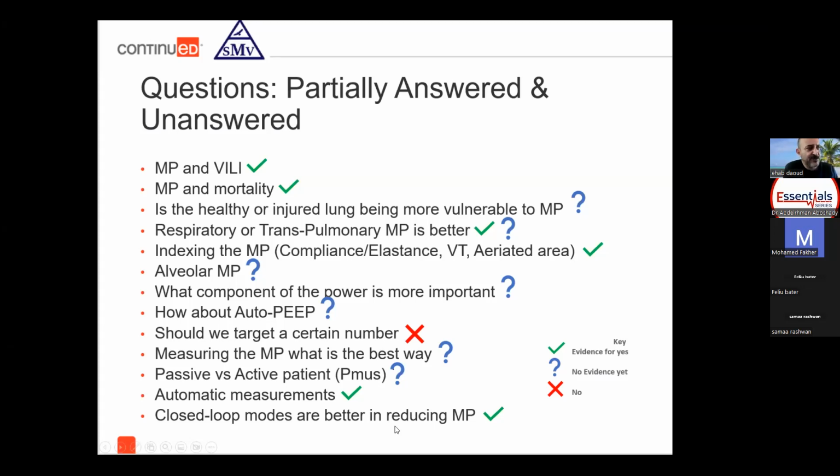The closed loop, by those I mean the intelligent modes like ASV and AVM. There are a lot of studies about ASV, and we did 2 bench studies comparing AVM, adaptive ventilator mode, to conventional volume control and PRVC, and we showed that AVM reduced the mechanical power. And right now we're doing a study in our ICU comparing pressure control, volume control, and AVM closed loop modes to see if the mechanical power is better.